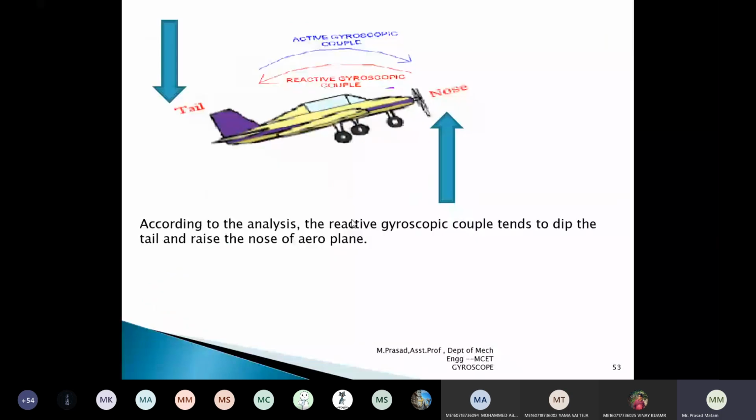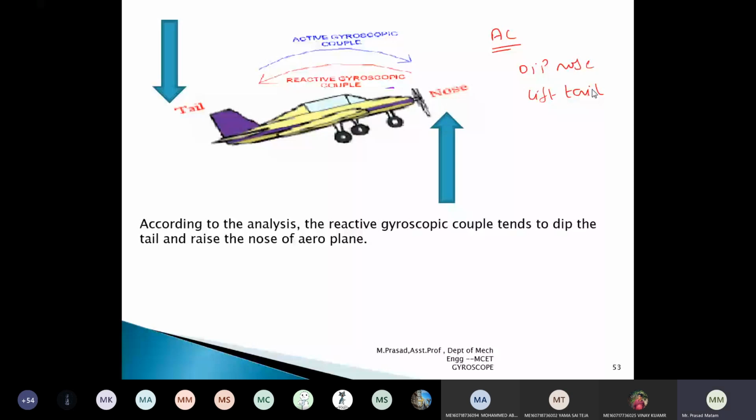I'll show one more diagram for this. Now you can see the gyroscopic couple. The blue line is the active couple, and the red line is the reactive couple. We always consider the gyroscopic effect of the reactive couple only. What is the gyroscopic effect of the active couple? The active couple tries to dip the nose and lift the tail. But to maintain equilibrium, what is the reaction couple doing? Exactly the opposite: it dips the tail and lifts the nose. Got it?